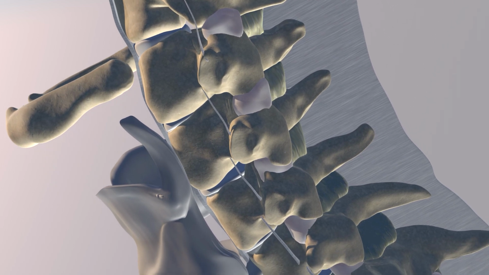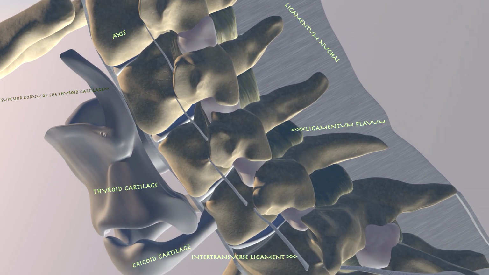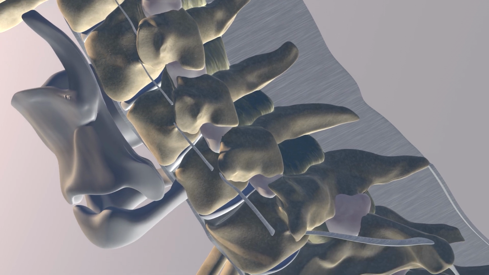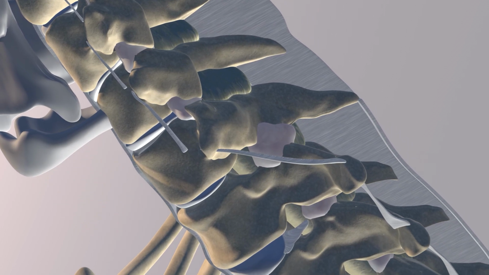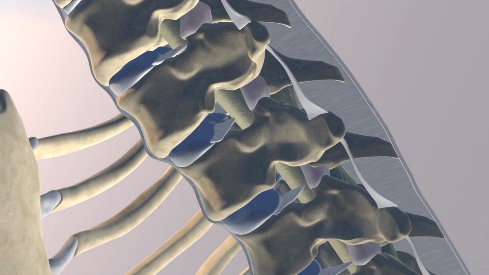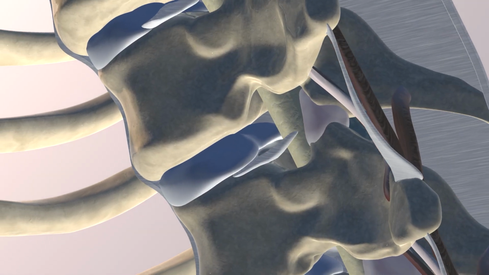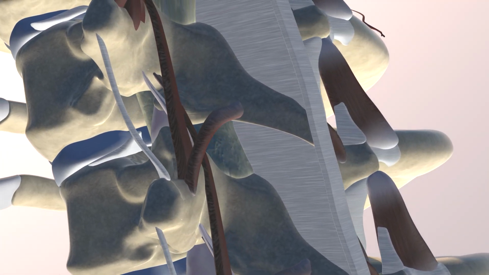Here we are now laterally. You can appreciate the facet joint capsules, ligamentum flavum, also the thyroid cartilage and the cricoid cartilage anteriorly. And now we're going distally down the vertebral column. We can appreciate the intertransverse ligaments again. Here we're looking at the vertebral column from a close-up lateral perspective, and now we're rotating posteriorly.